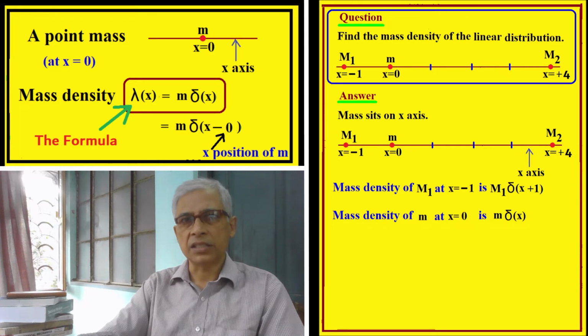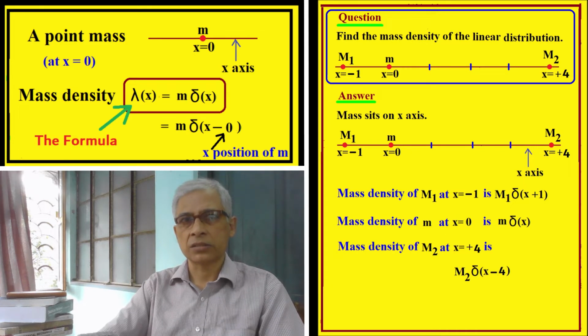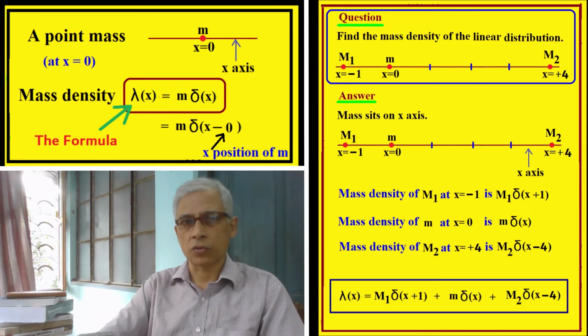The mass density of small m sitting at x equal to 0 is small m into Dirac delta of x minus 0, that is, small m into Dirac delta of x. The mass density of the mass capital M2 located at x equal to 4 is, as per prescription, capital M2 into Dirac delta of x minus 4.